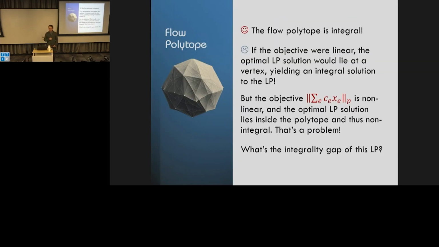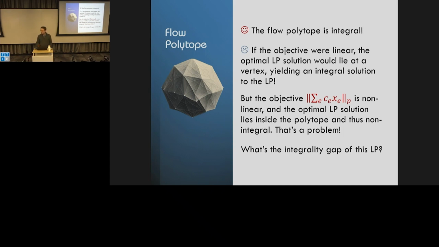Now the good news is that the flow polytope is integral. If you look at the set of all s-t flows, they form the flow polytope, and this polytope is integral. So we could hope that we get a good approximation, or maybe even an exact algorithm, but unfortunately for us, the objective is not linear, and because of that, the optimal solution is not attained at the vertex of this polytope, but rather inside the polytope. And that's a challenge for us.